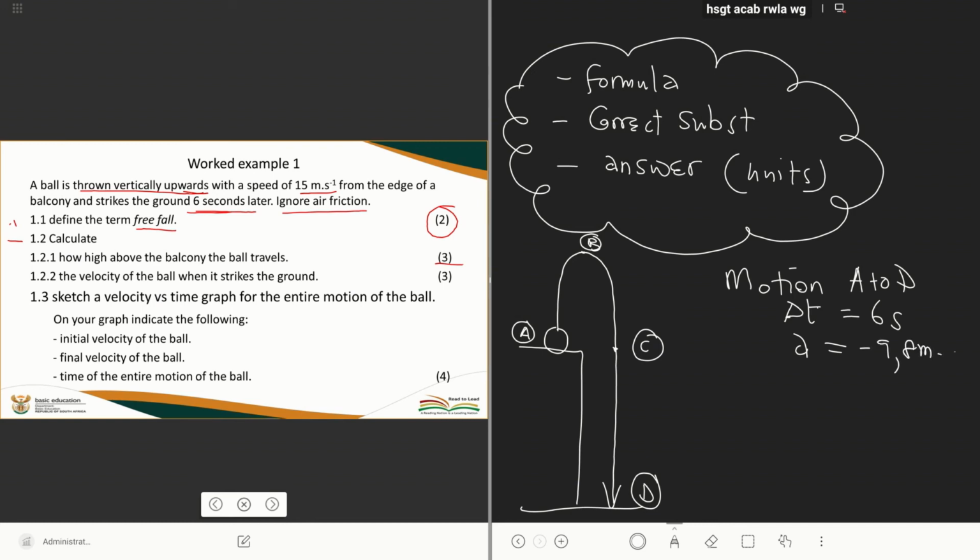9,8 meters per second squared. Right. What else do we have? Because we want to calculate the velocity with which it strikes the ground. We were definitely told that it starts moving upwards at 15 meters per second. So this 15 is going to be positive because we're saying upward is positive. What are we looking for? We're looking for the final velocity at which the ball strikes the ground.